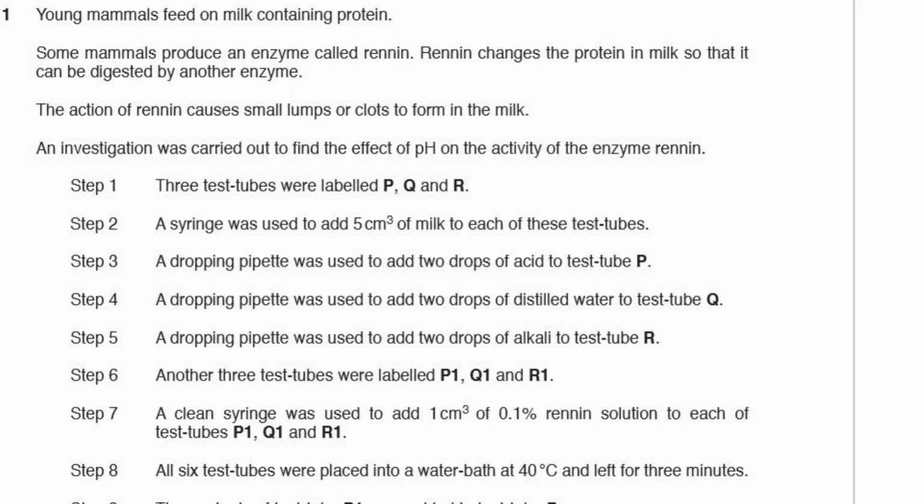Question 1. Young mammals feed on milk containing protein. Some mammals produce an enzyme called renin. Renin changes the protein in milk so that it can be digested by another enzyme. The action of renin causes small lumps or clots to form in the milk. An investigation was carried out to find the effect of pH on the activity of the enzyme renin.